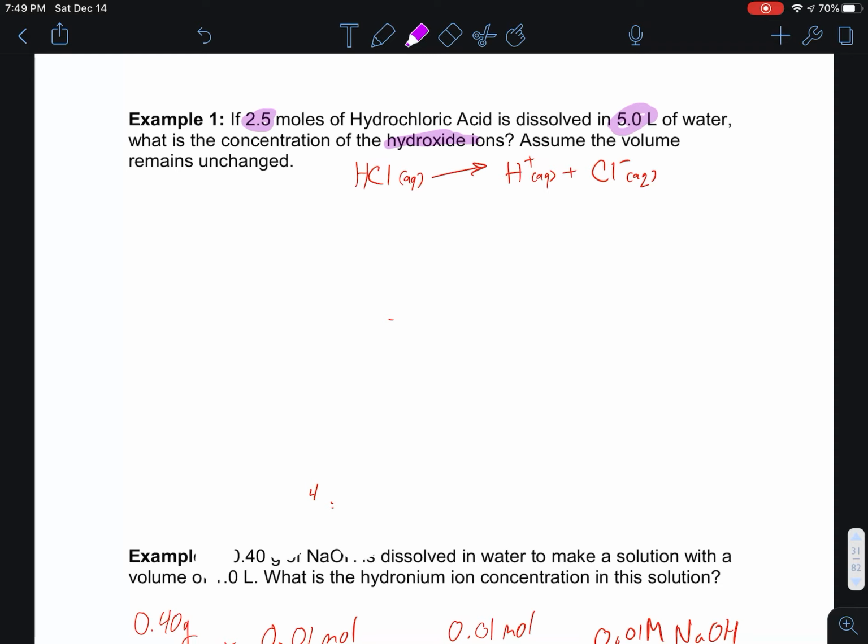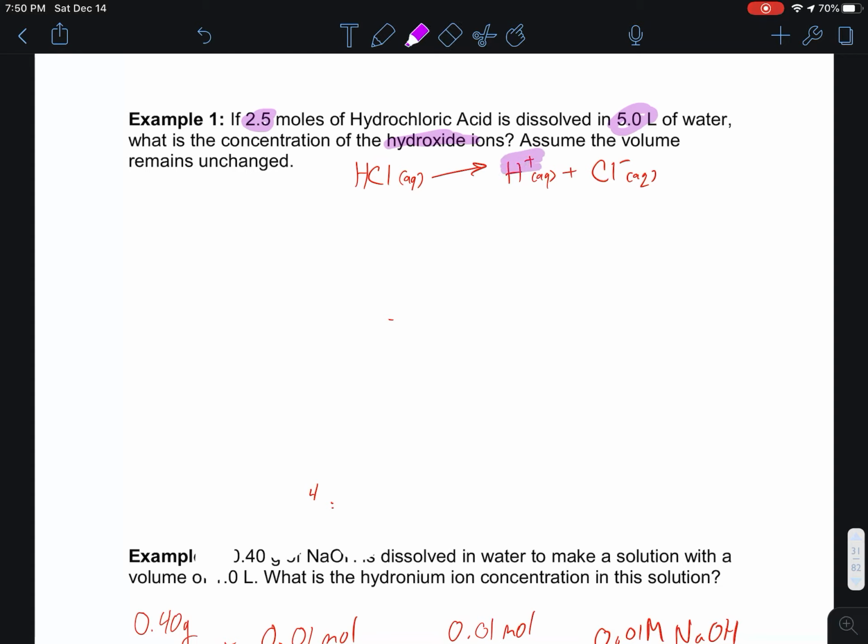So they've given you 2.5 moles. How could you get 2.5 moles like that? Well, probably they mean that you could weigh out some sort of dried hydrochloric acid. In that way, it wouldn't affect the volume. It would only affect the amount of moles of hydrochloric acid.